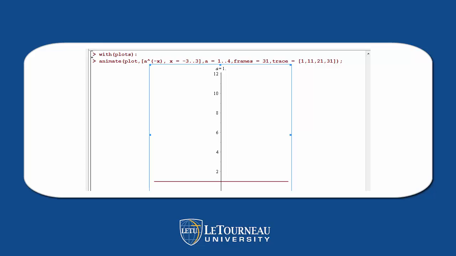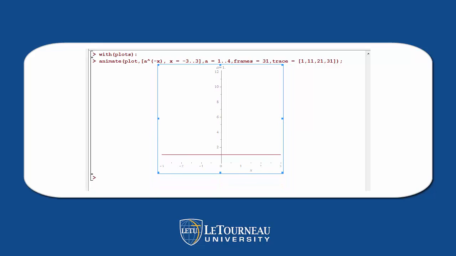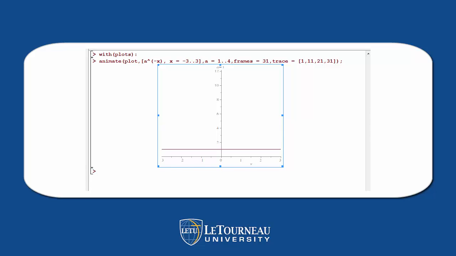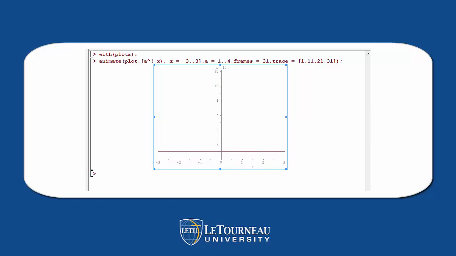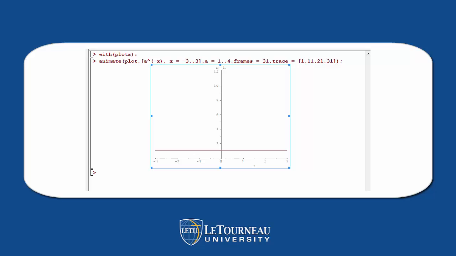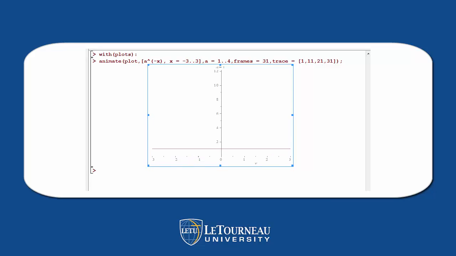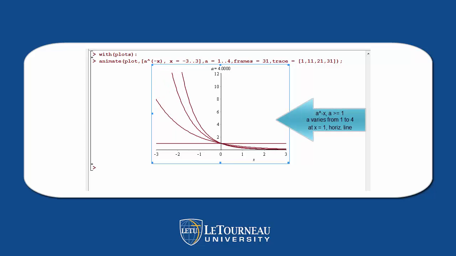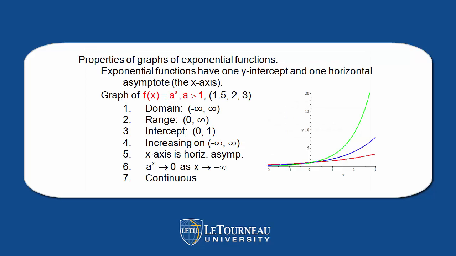Now let's go to a to the minus x again, but let's let a be between 1 and 4. Remember, this would be the same as having 1 over a to the x. So between 1 and 4, check out, this is going to resemble one of the graphs we've already looked at, except it animates in a different direction here. So a varies from 1 to 4. We still have a horizontal line at x equal to 1.